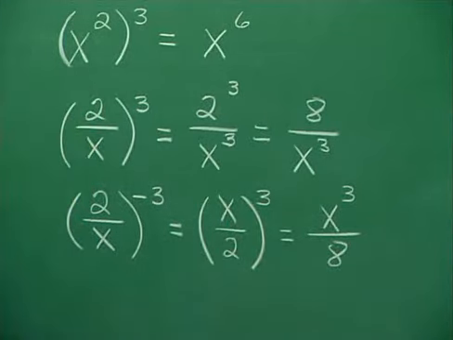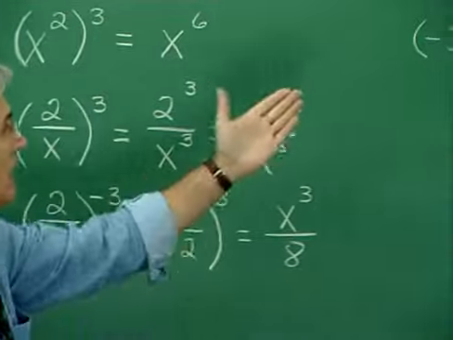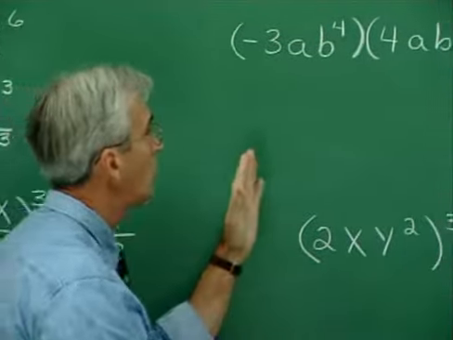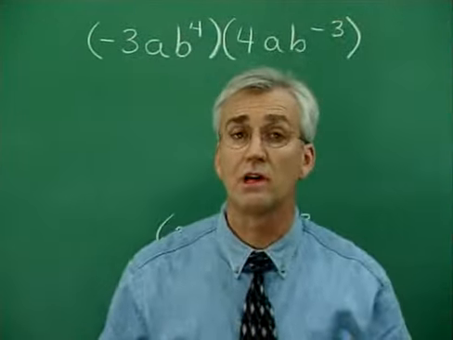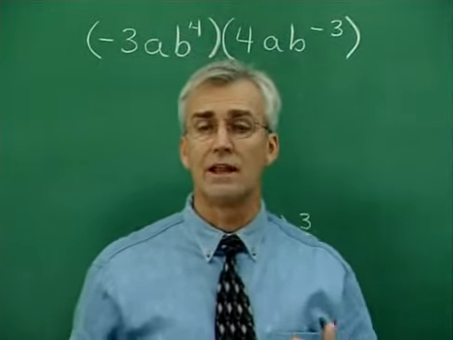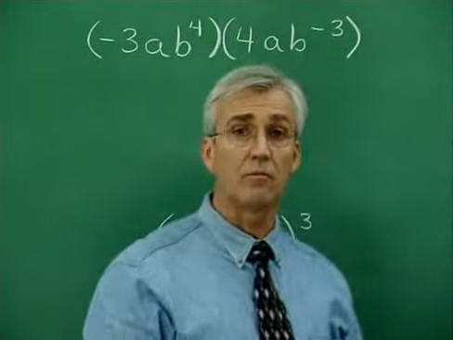We get x cubed over 8. Let's do a few problems. Here we're just multiplying, and in multiplying like this, we multiply numbers times numbers and like letters times like letters. And that's the way you kind of want to separate your thinking in problems like this.